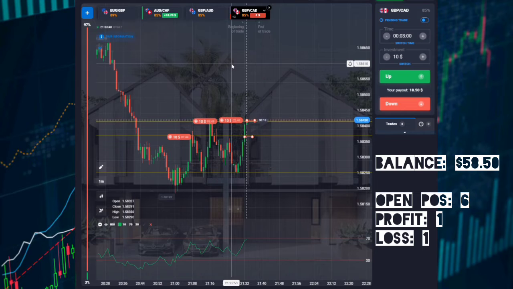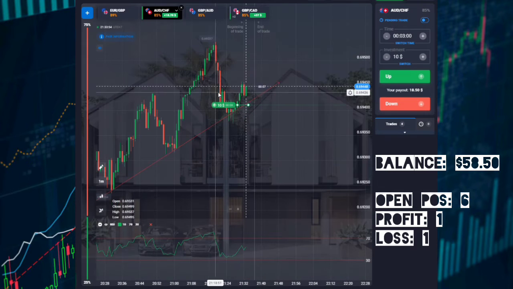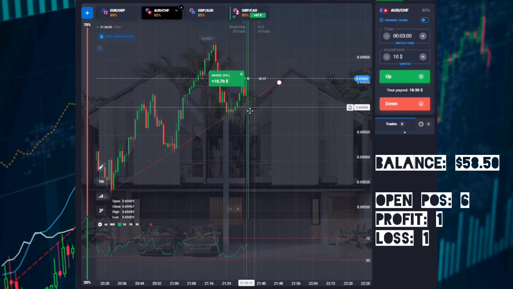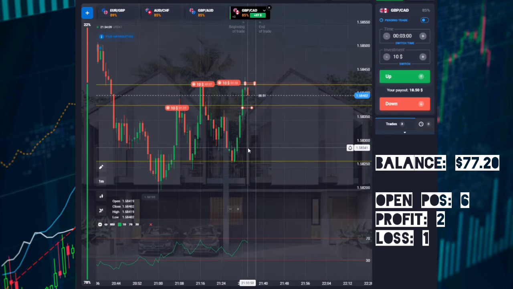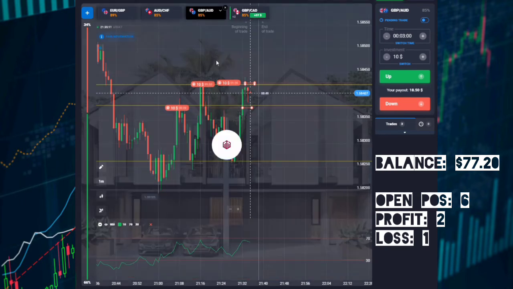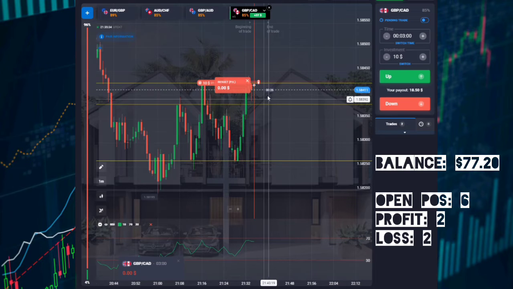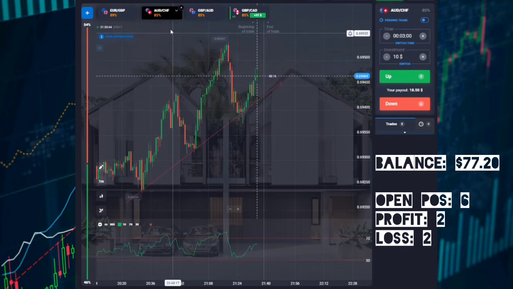Probably lost one over there, but I'm pretty sure it's going to be profit for the other two in the second resistance line. This one is looking good. Oh yes, this is nice, very nice. That's 2 profits and 1 loss. So it's going down. Let's see if I can make that. Okay, 1 is lost. I'm sure these two second positions will profit, I think.